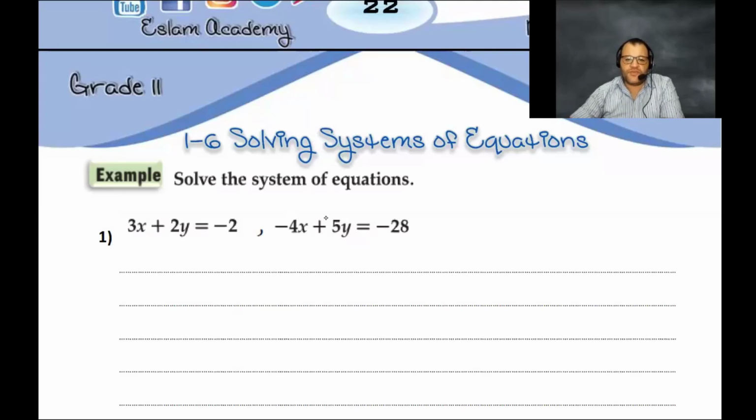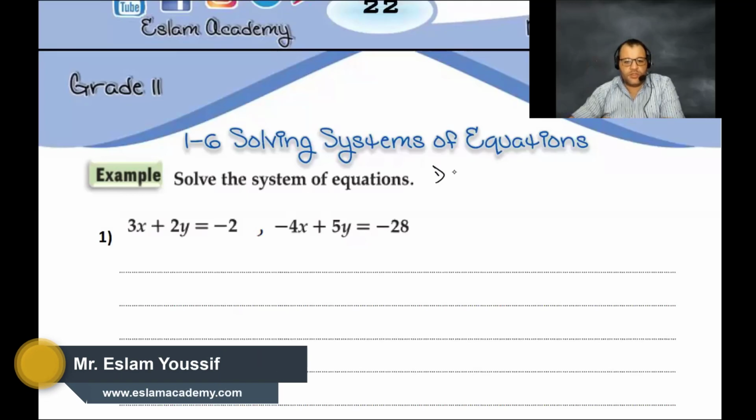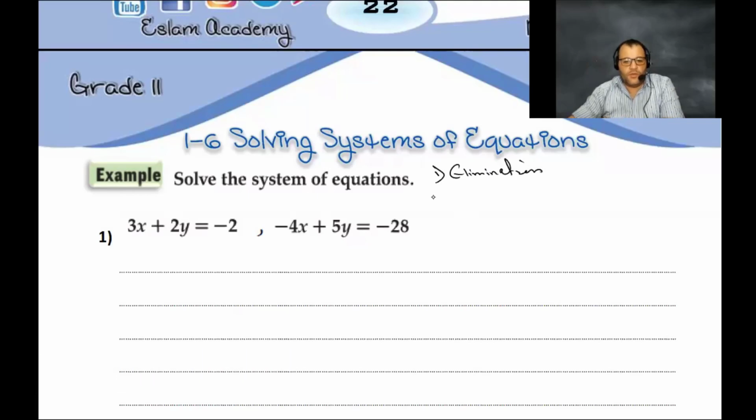Remember how we solved the system of equations? Assalamu alaikum. You remember how we can solve the system of equations? Sir, this is simultaneous equations. Yes. You can use either substitution or elimination. There are many ways that we can solve a system of equations. The first one is called elimination. The second one, substitution. The third one, we can solve by graphing. So what is the meaning of each one?